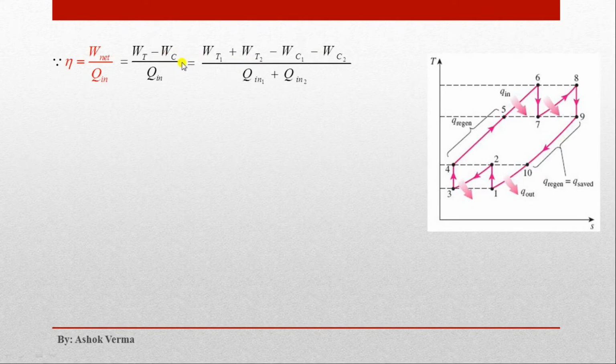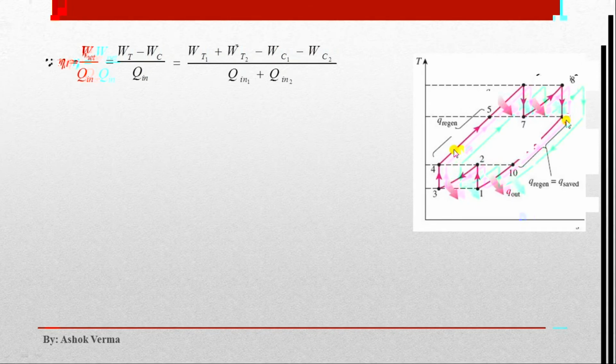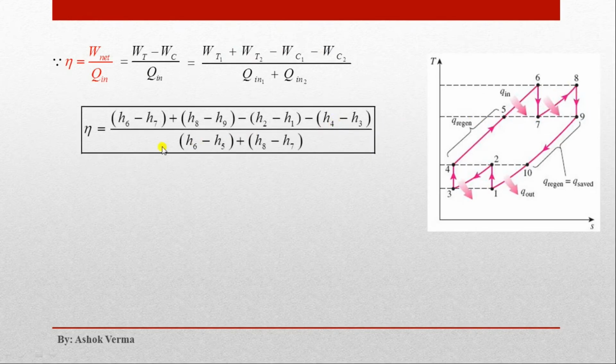So WT will be WT1 plus WT2 and WC will be WC1 plus WC2. And Q supply will be Q in, where Q in 1 means what you are supplying here and what you are supplying here, Q in 1 plus Q in 2. So the final efficiency will be this one.